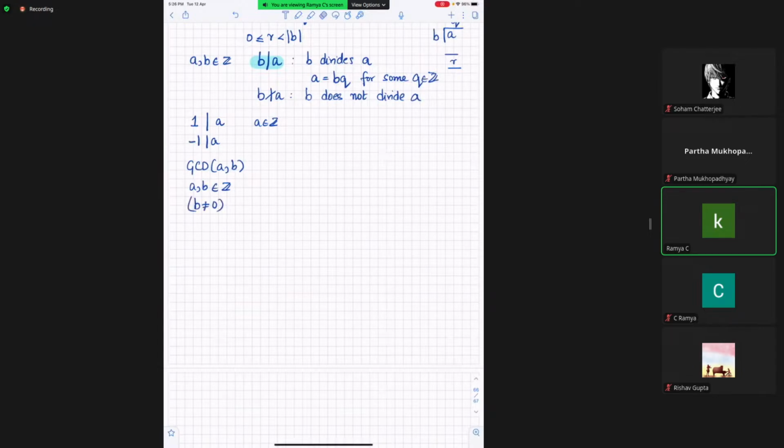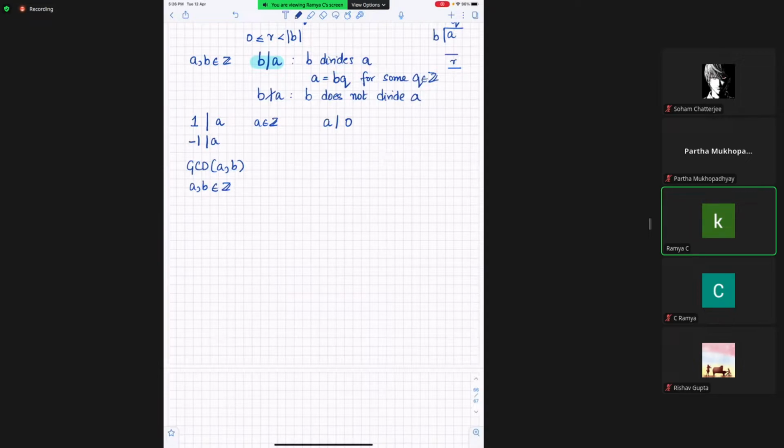But we can also say that B is. So what do you say about this thing? What can you say about A and 0? Does it divide or not divide? What is your opinion? A divides 0. So any number divides 0 and 1 divides every number. So GCD of A comma 0 is also fine.